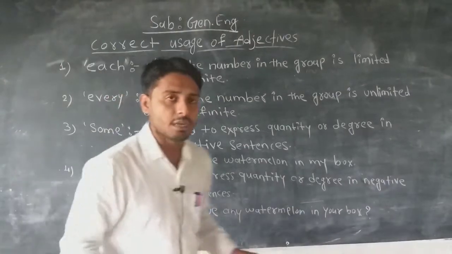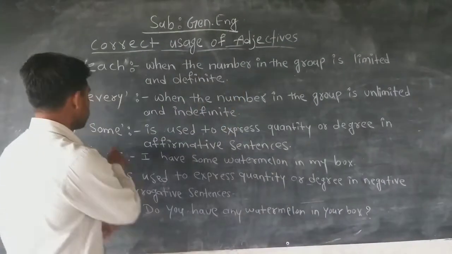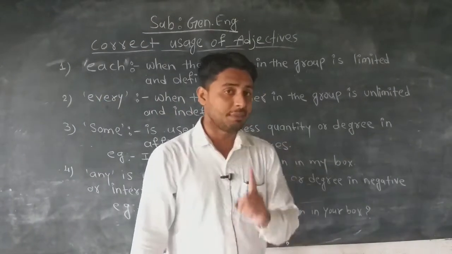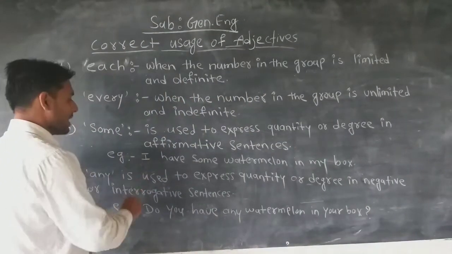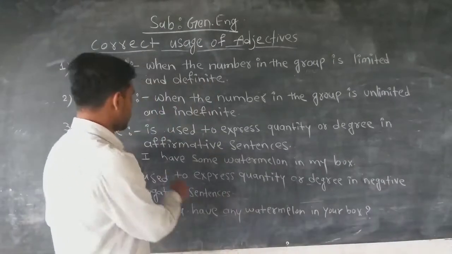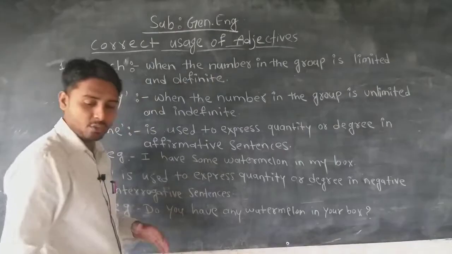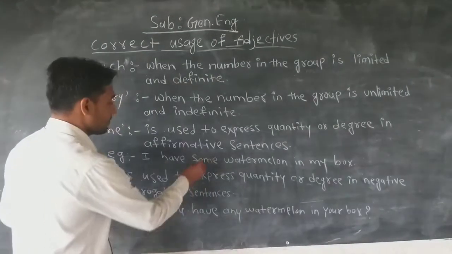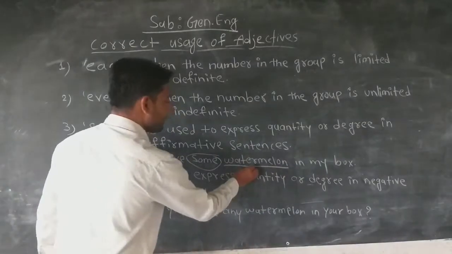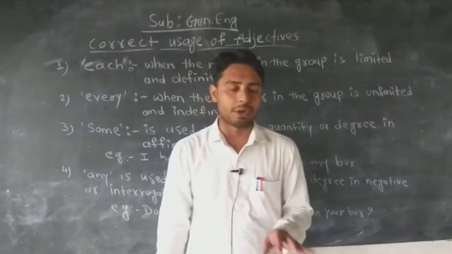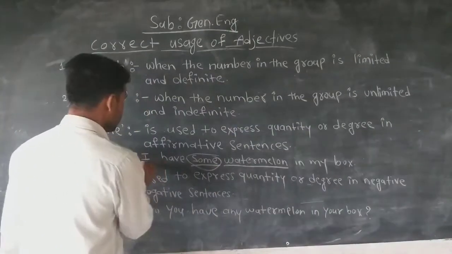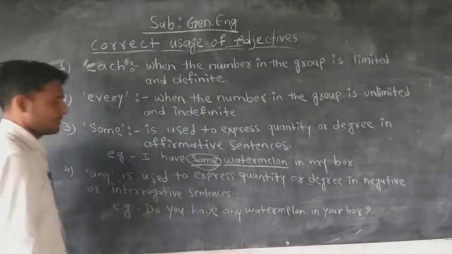And the most important thing is that we will use some only in an affirmative sentence. Remember, boys and girls. For example, I have some watermelon in my box. So this is an affirmative sentence and I use some before the quantity. I would like to be sure of the quantity of watermelon, so I use some before watermelon.